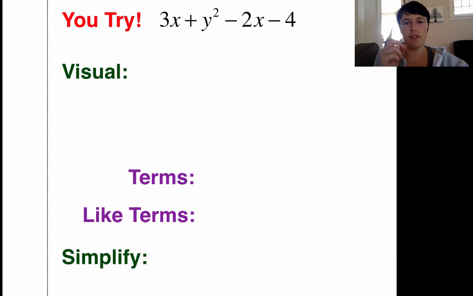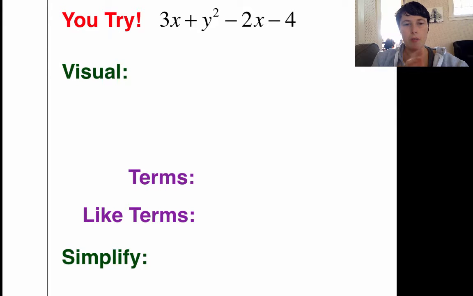All right, your turn. You're going to try. So I'm going to give you a problem. It's 3x plus y squared minus 2x minus 4. And what I want you to do is hit the pause button on your device, and I want you to go through the work. You're going to draw the visual, write out the terms, write out the like terms, and then try to simplify. See if you can do all 4 steps. Go ahead and hit that pause button and give it a try.